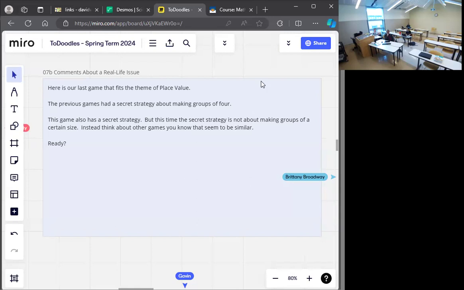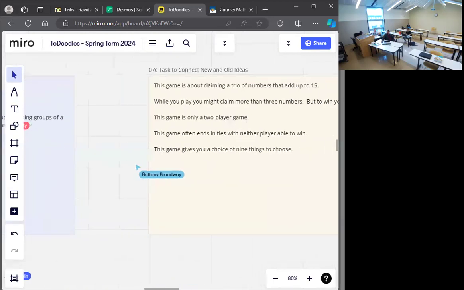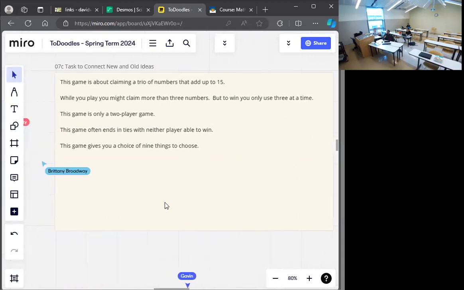So here's a game. We did a game with a secret strategy, that one with poison, where you were trying to not take the last object last Thursday. So this one also has a secret strategy, but it's a different kind. We're trying to get 3 numbers that add up to 15. When you play it, you might claim more than 3 numbers, and that's fine. But you only get to use 3 at a time when you're trying to win. If you have 4, you have to leave one off on the side. That makes sense? It's only a 2-player game.